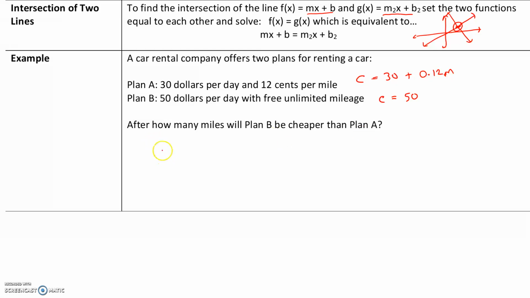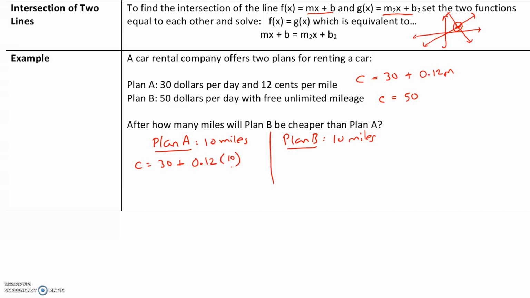So let's compare our two plans. For plan A, let's say we drive 10 miles. And under plan B, let's say we also drive 10 miles. Let's see what happens. Under plan A, the cost is going to be the fixed fee of $30 and 12 cents per mile. We drove 10 miles, so it'll be 0.12 times 10. So this is going to be 30 plus 1.20, and that's going to be $31.20.